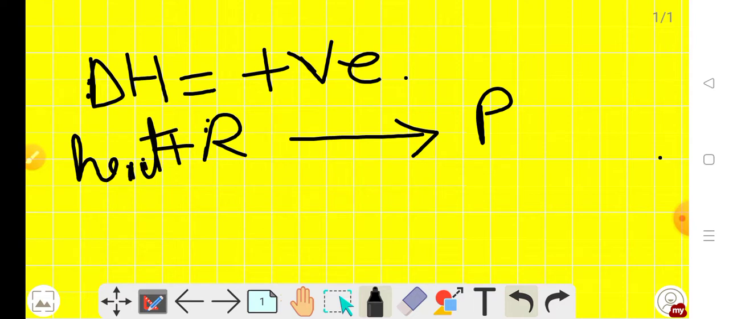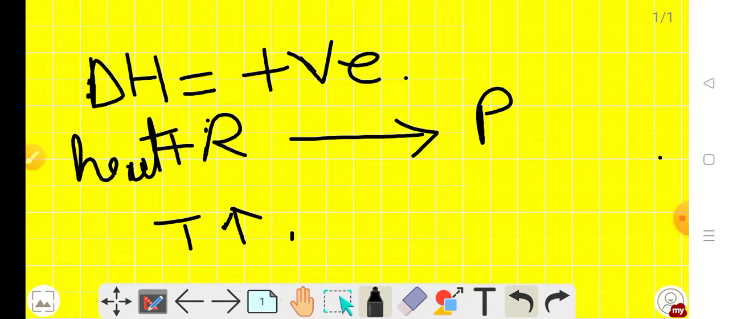Okay, so if we increase the temperature, what happens? We know that according to Le Chatelier's principle, whenever we change something, the reaction automatically goes in the forward or backward direction to maintain its equilibrium. This is all about Le Chatelier's principle.